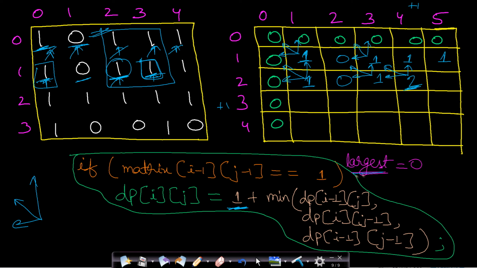And by the way, I forgot to update this largest variable. You will have to keep updating it. So it will now be 2. Now we move on to the next element.